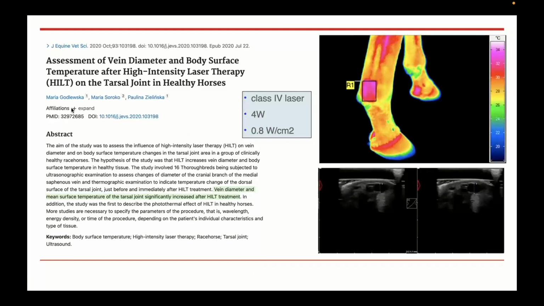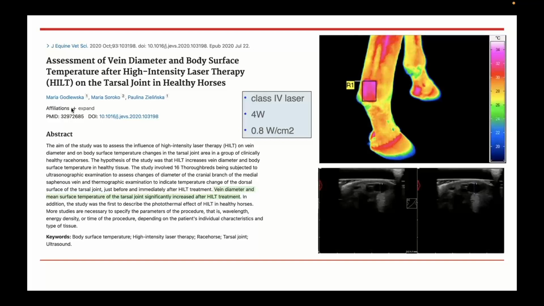The vascular effects have been studied in several species, including horses. This study from 2020 used thermographic imaging to track the changes in surface temperature after treating that area. And they also used ultrasound to measure the diameter of the lateral palmar digital vein before and after laser therapy. Both parameters were significantly increased after what they call high-intensity laser therapy, which is class 4 laser therapy treatment.